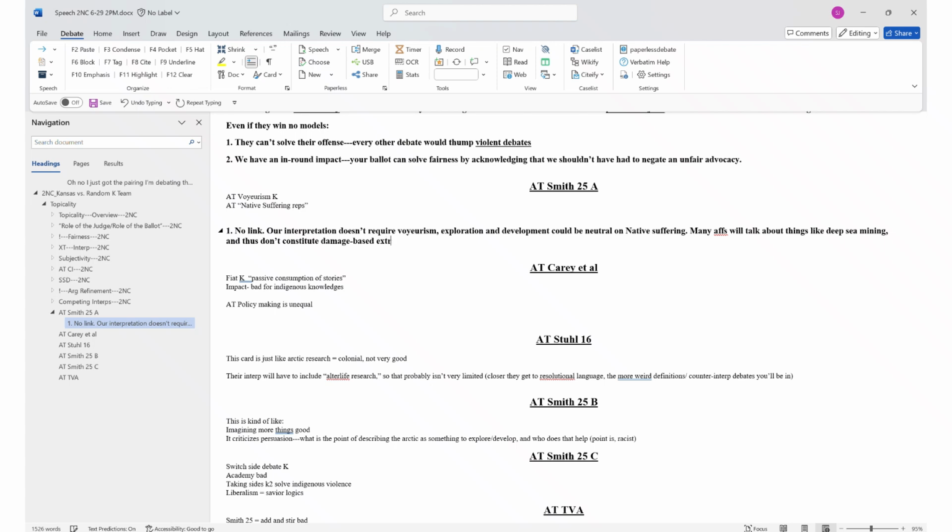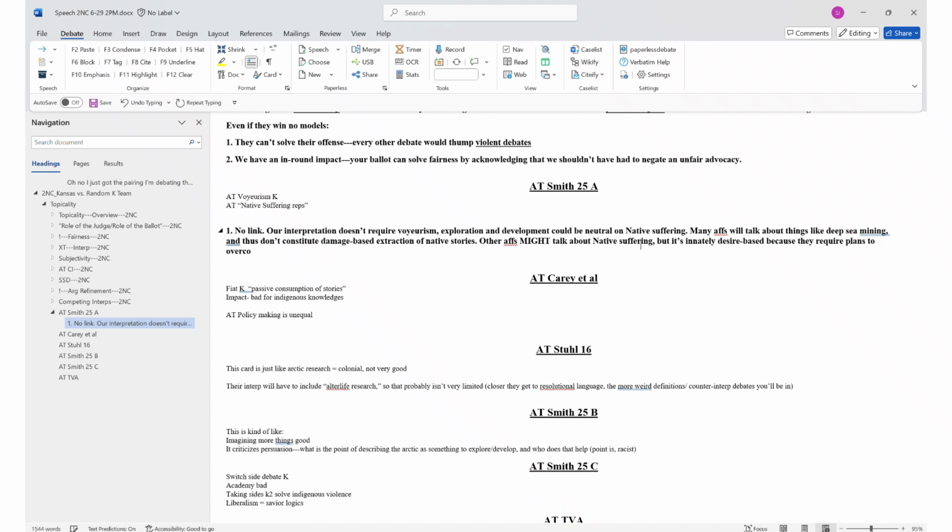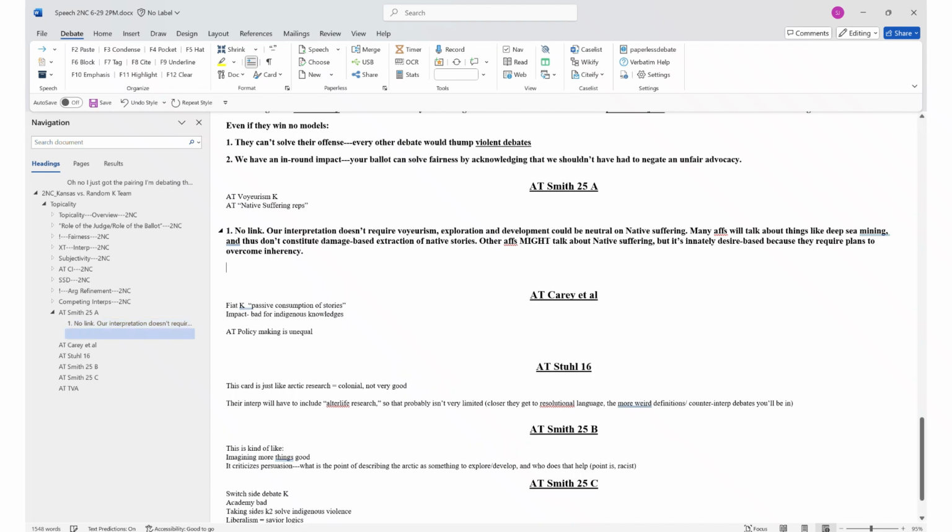So I thought both apps will talk about things that are not indigenous violence, which doesn't link to your native suffering reps K, and that there will be apps that do talk about native people, but those will not be damage centered. Because fiat exists and they're desiring a possible action, that is an example of desire-based research that would solve the reason that they think voyeurism is bad. Other apps might talk about native suffering, but they are desire-based.